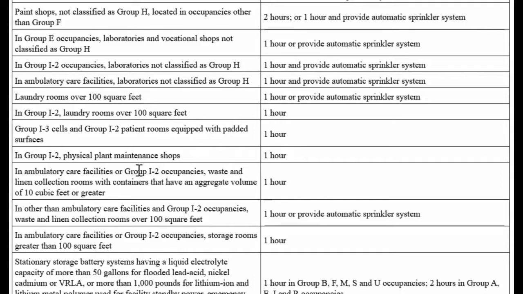I2 physical plant maintenance shops are going to be 1 hour protection with 45-minute rated doors. In ambulatory care facilities or I2 hospitals, waste and linen collection rooms with containers that have an aggregate volume of 10 cubic feet or greater, 1 hour wall, 45-minute door. This is why you will almost always see soiled utility, clean linen, soiled linen rooms with 1 hour walls and 45-minute rated doors. This is exactly where it comes from.